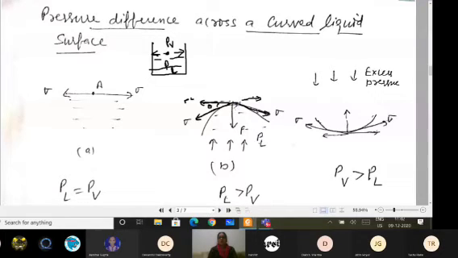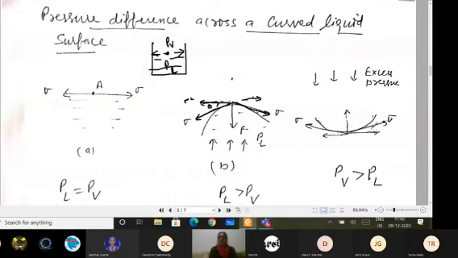So here the pressure of the liquid is more than the pressure of the vapor. As a result, to maintain this meniscus, the excess pressure will come from the downside, from the liquid side, to get the meniscus maintained.